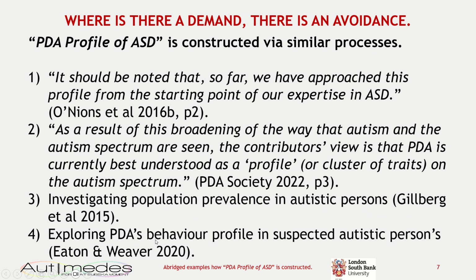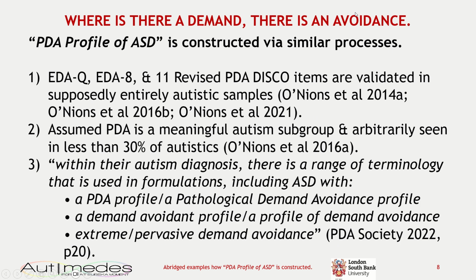and often key pieces of research are investigating PDA in suspected autistic samples, such as exploring PDA's behaviour profile in suspected autistic persons in Eaton and Weaver 2020. Also, prominent PDA tools such as screening tools and semi-structured interviews are often at least initially validated in suspected autistic persons. So that's the Extreme Demand Avoidance Questionnaire. That's a shortened version of the Extreme Demand Avoidance Questionnaire. It's just an eight item version.